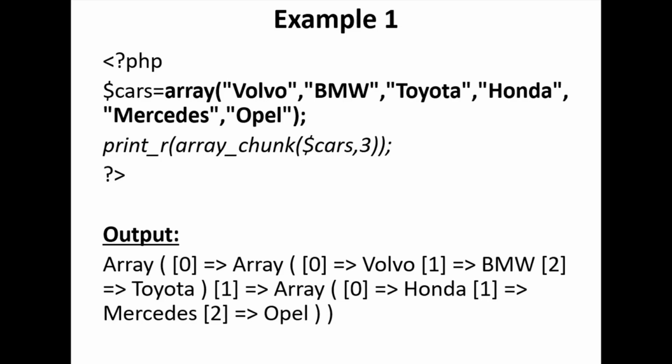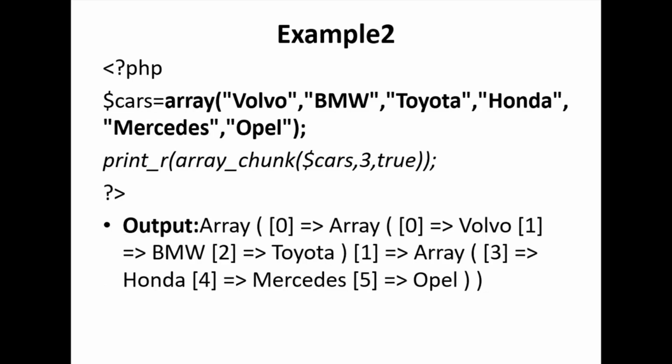For example, $cars equals array(Volvo, BMW, Toyota, Honda, Mercedes, Opel). print_r(array_chunk($cars, 3)). So it breaks the array into parts of size 3, with indexes 0, 1, and 2, as you can see in the output. Then example 2, with the same cars: print_r(array_chunk($cars, 3, true)). So it preserves the keys and breaks the array into chunks of 3 while preserving the keys.